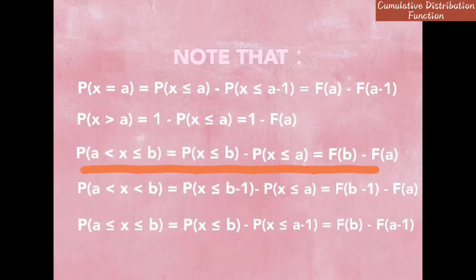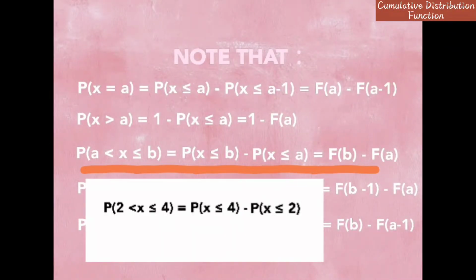The third one is that to find the probability of x in between a and b, including b, is equal to the probability of x less than or equal to b minus the probability of x less than or equal to a, which is equal to F(b) minus F(a). For example, to find the probability of x in between 2 and 4, including 4, is equal to the probability of x less than or equal to 4 minus the probability of x less than or equal to 2, which is equal to F(4) minus F(2).